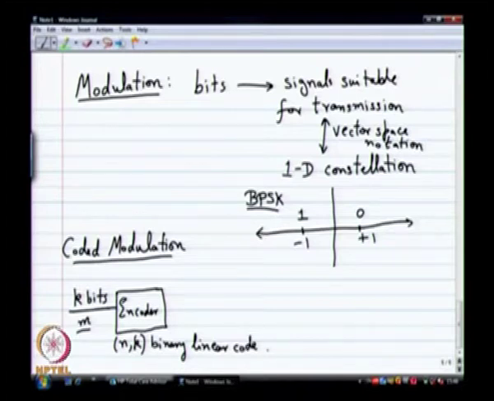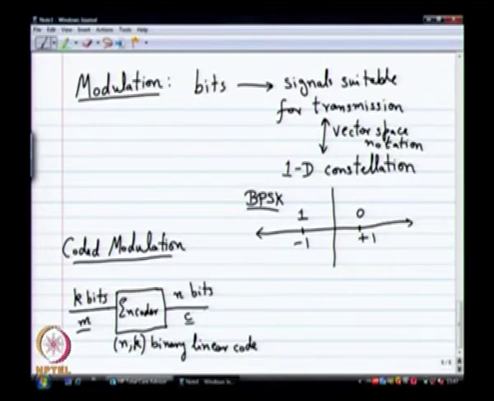Even if your code is a Reed-Solomon code, you can always ultimately come back to some binary linear code. You are going to represent all your alphas as some number of bits finally. So this is a good picture to cover that case also.